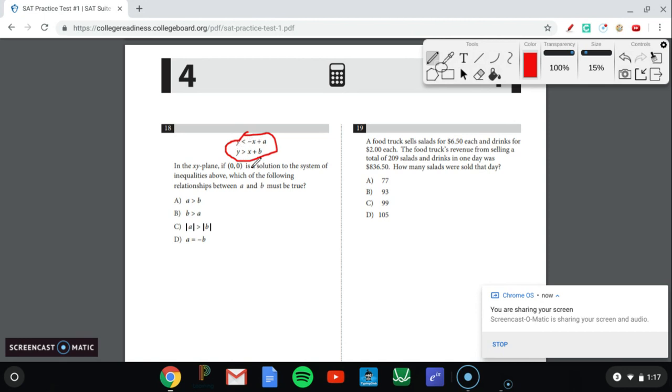So y is less than -x plus A is going to be 0 is less than -x plus A. -x is -0, -0 is still 0. So you just have 0 is less than A when you plug in the point 0, 0. Similarly, in the bottom, you're just going to have 0 is greater than B. So to realize what this is saying, if 0 is less than A, that means A is a positive number.